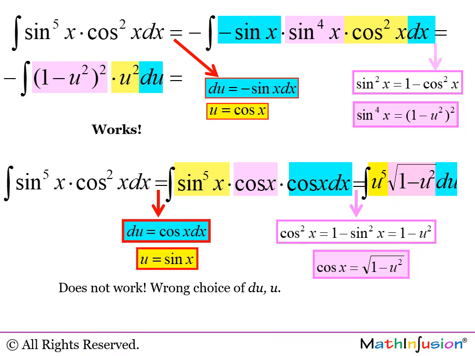Because when you have a pair, you have only two choices of du and u, then it's not a biggie if you made a mistake and you just pick the wrong one, because you will pick it up in a second and you will change your mind and just take the other one.